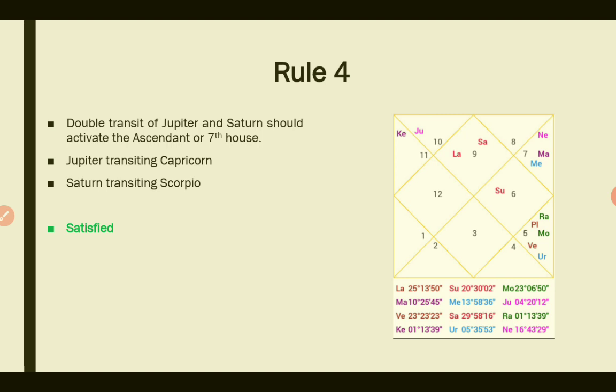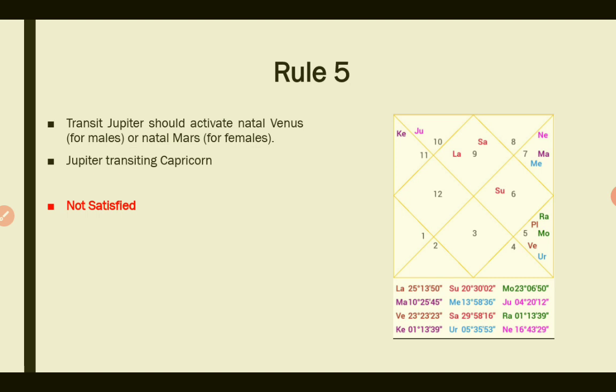Secondly, Saturn being in Scorpio, by its 3rd aspect, is also aspecting the natal ascendant lord, which is Jupiter. So both the transiting Jupiter and the transiting Saturn are connected to the ascendant lord. So this rule of the double transit of Jupiter and Saturn is also satisfied. Now coming to rule number 5. This rule states that the transiting Jupiter should aspect the natal Venus in case of males and the natal Mars in case of females. So this is a male chart.